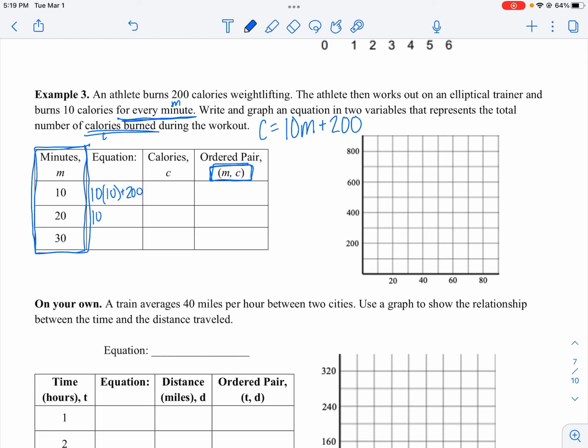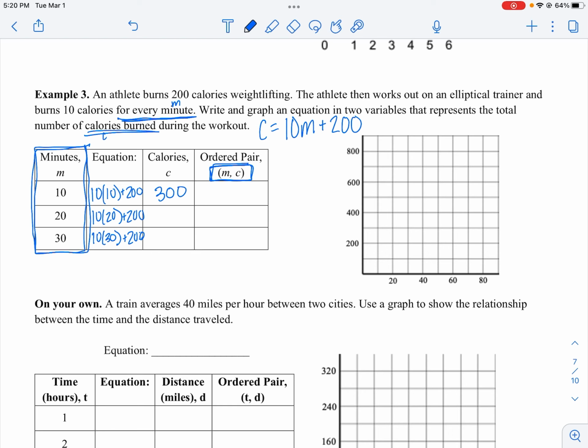So we're going to have 10 times 20 plus 200. And then our last one is 30 minutes. So we're going to plug in 30 for minutes. So we get 10 times 30 plus 200. Okay? And then to find our calories, we have to actually solve it. Okay? So 10 times 10 is 100. Plus 200 is 300. So on this first one, we burned 300 calories.